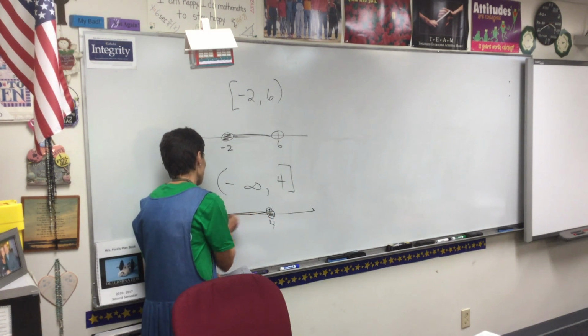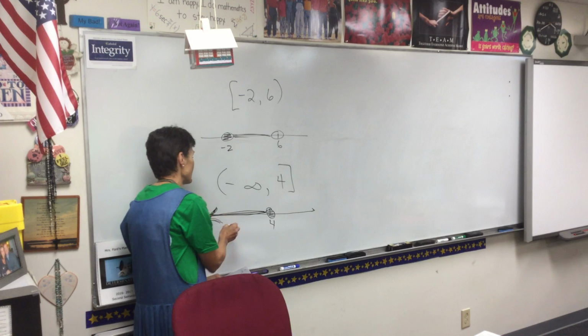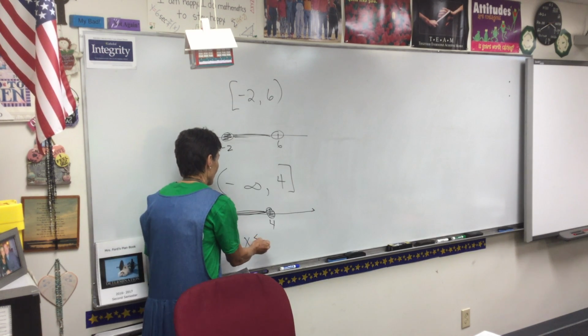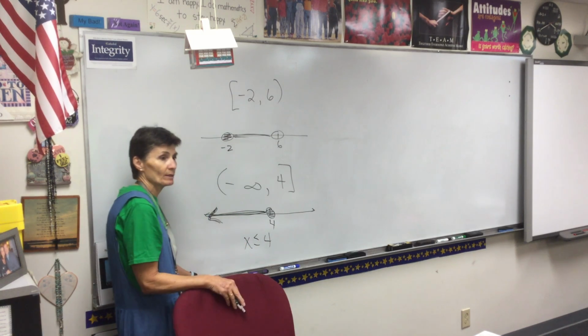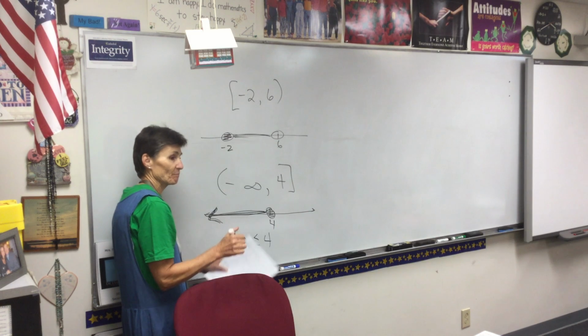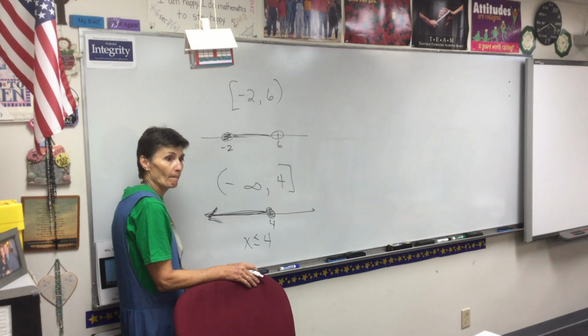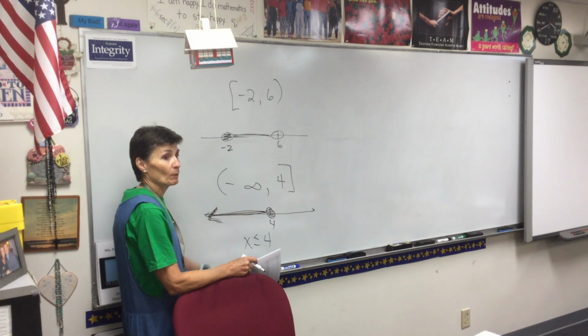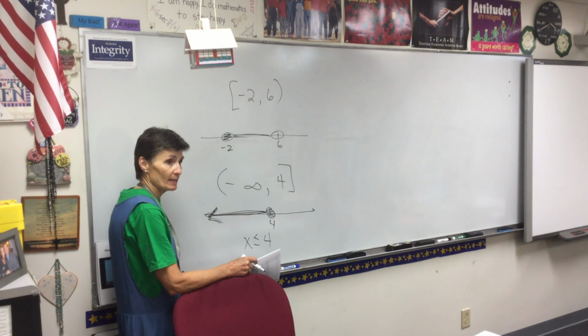That's exactly right. So we're talking about this interval right here. All the numbers less than or equal to 4. So if I were going to write it out, it would be x is less than or equal to 4. How do you know shade to the left though? Negative infinity. Which end of the number line is negative infinity? Yep.